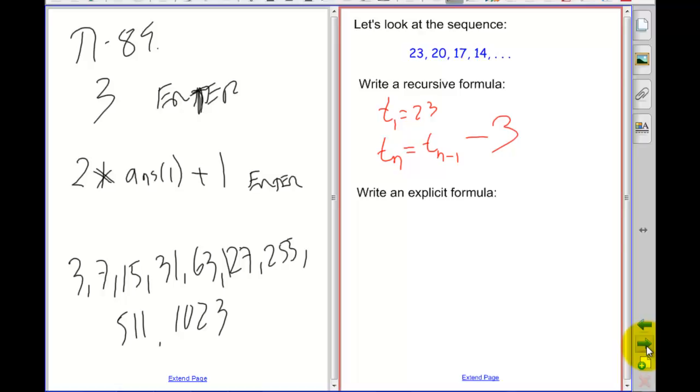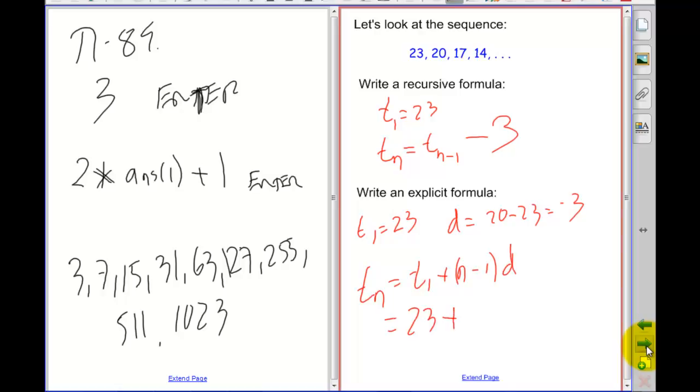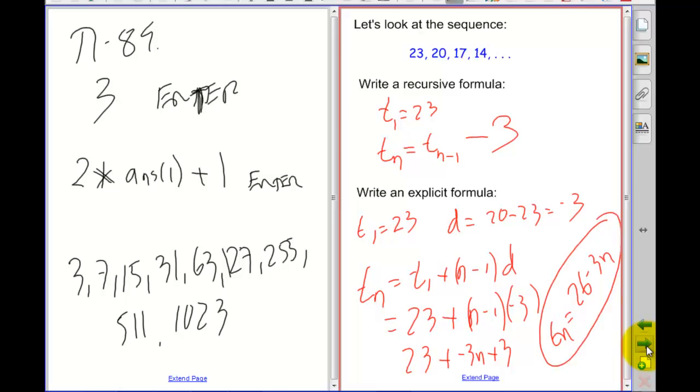Explicitly, we'd use t sub 1 again, right? But now we use the common difference idea of 20 minus 23 is negative 3. So t sub n equals t sub 1 plus n minus 1 times d. So you get 23 plus n minus 1 times negative 3. And maybe we expand that out, 23 plus negative 3n plus 3, or we get t sub n equals 26 minus 3n. Notice you need 2 parts for a recursive formula. You only need the one equation for an explicit formula.